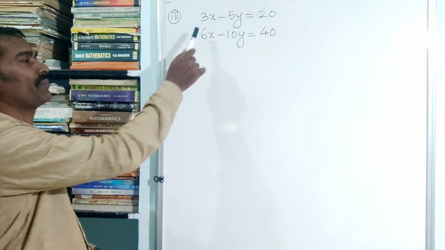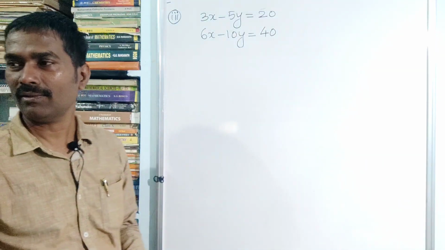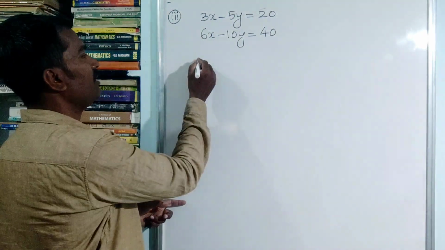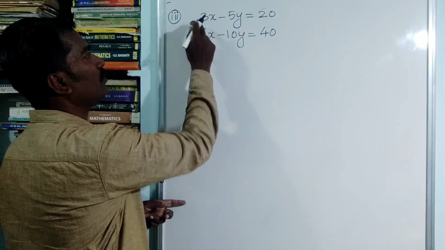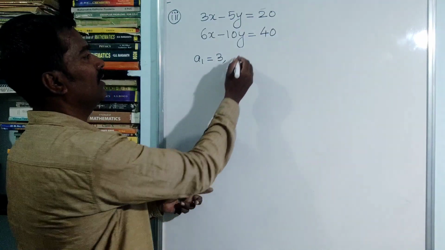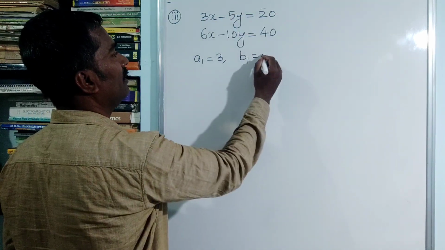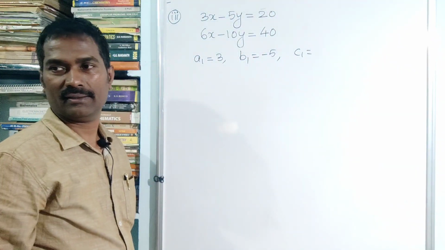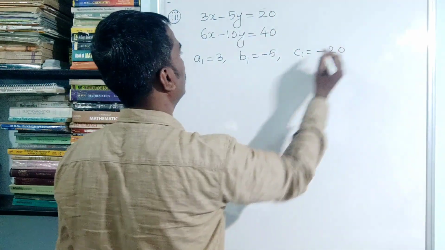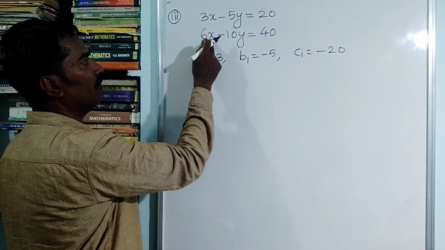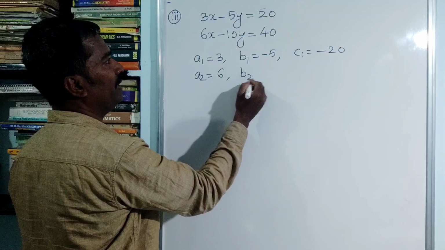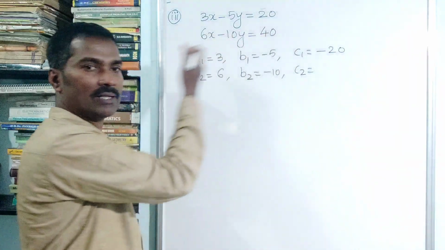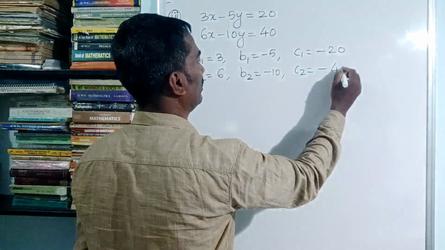Problem number 3. 3x minus 5y is equal to 20. 6x minus 10y is equal to 40. From this equation, we will write a1 first. a1 is equal to coefficient of x, 3. b1 is equal to coefficient of y, minus 5. c1 is equal to the constant taken to the left side, which becomes minus 20. a2 is equal to coefficient of x, 6. b2 is equal to coefficient of y, minus 10. c2 is equal to the constant taken to the left side, minus 40.